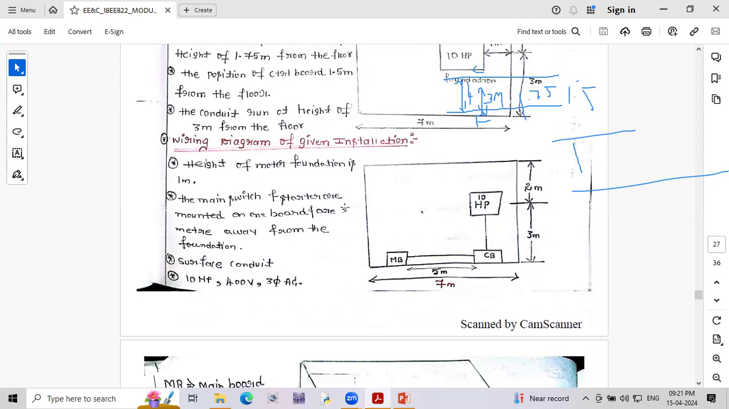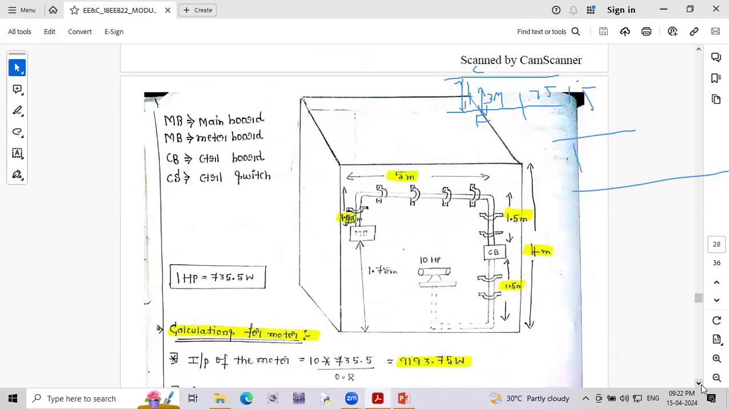The main switch and starter are mounted on the board and are 3 meters away from the foundation. The starter should be 3 meters away from the foundation. For example, if the starter is here, the foundation will be on this side. That is 3 meters away from the foundation. We are going to use a surface conduit system, so we fit the conduit outside. We are going to use a 10 HP, 400 volt, 3-phase AC supply. This is the wiring diagram. Just consider this diagram and forget the second one.